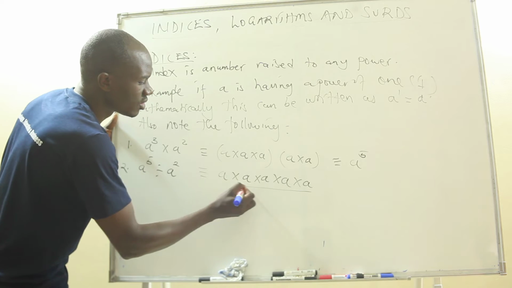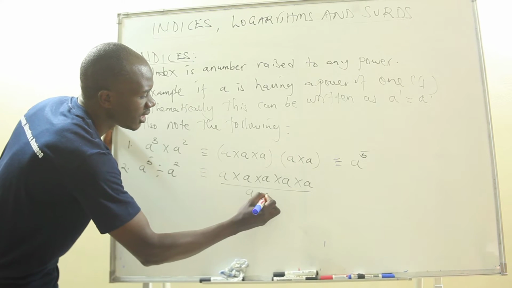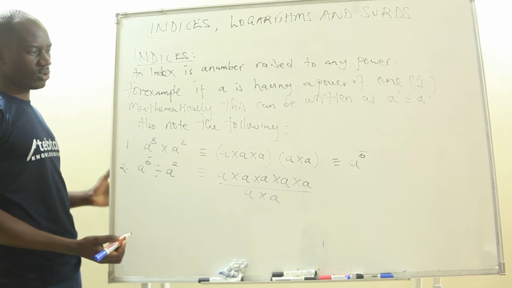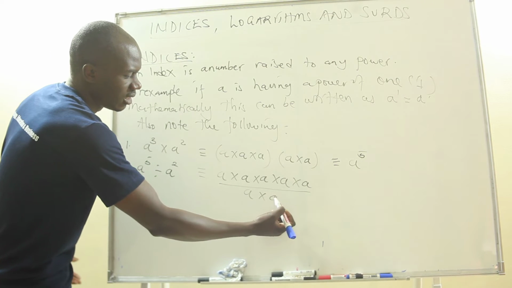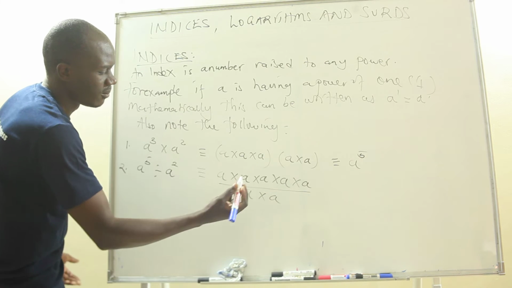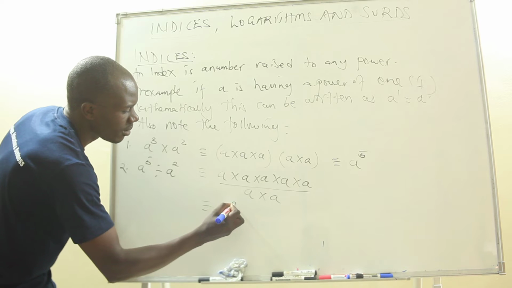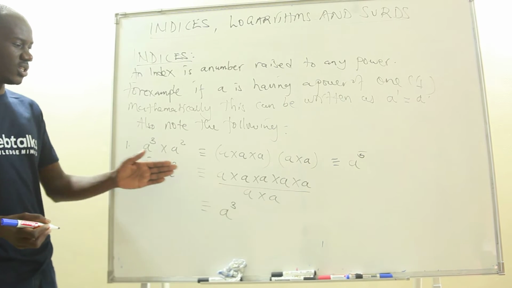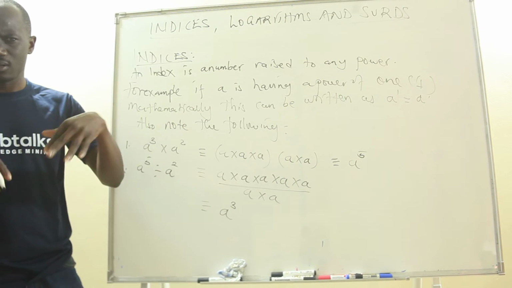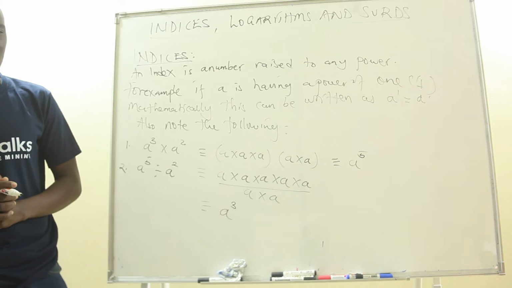Divide, which means all over. How many a's are here? 2. A times a. So if I try to reduce, you can see mathematically a goes with a, goes with a. How many a's have I remained with? I have remained with a power 3. So you can see these ones are taking us to the laws of the indices.